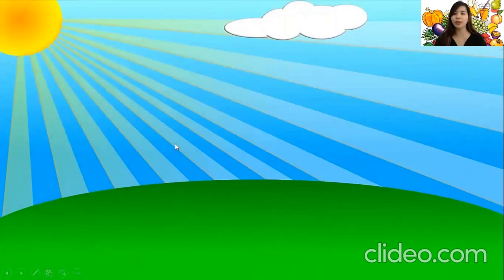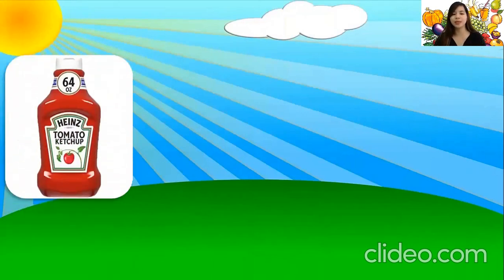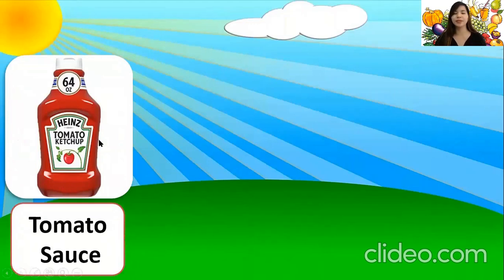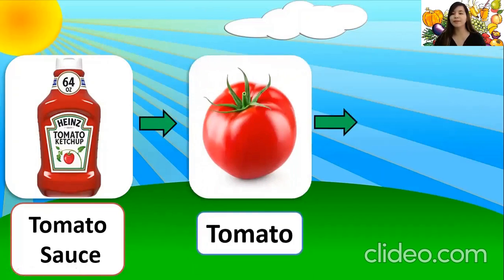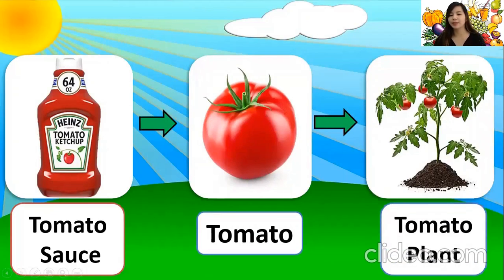So what are the foods that we are getting from plants? Let's start with, what's this? This one is tomato sauce, children. This is the sauce that we use if we are eating fried food, for example fried chicken, the fries, and many more. Where do you think tomato sauce comes from? From the word tomato, it comes from the tomato. And tomato comes from the tomato plant.